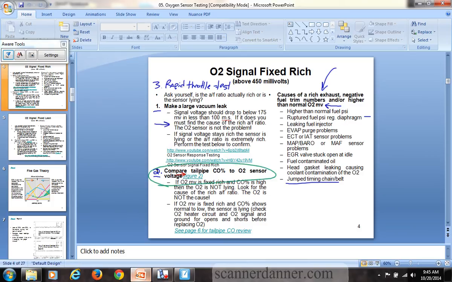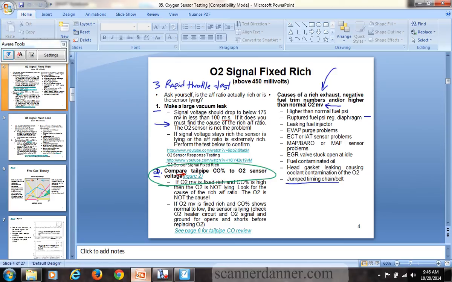This compare tailpipe CO to O2, I don't do it often. I don't think it's really necessary. It's another way you can do it. These top two I'm fine with. This rapid throttle test I think works better than a vacuum leak because we can get into a fuel cut mode with the rapid throttle test that we can't do with making a vacuum leak. In other words, I can make the fuel shut off completely on a decel on a fuel injected car, and I'm looking for that reaction on that O2.